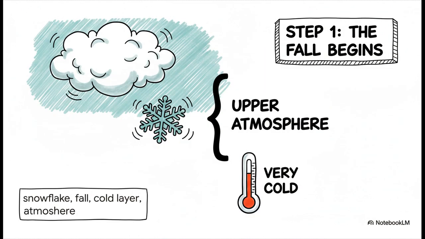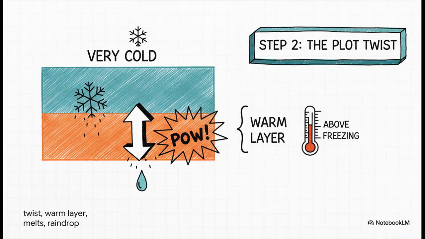So here we go. Step 1. Our brand new snowflake starts to fall, just tumbling through that very, very cold upper layer of the atmosphere. Right now, everything is totally normal. It's just a snowflake, doing its thing. And boom, here's the twist. The snowflake falls out of that cold layer and right into the warm filling of our temperature sandwich. And in this pocket of air that's above freezing, our snowflake completely melts.